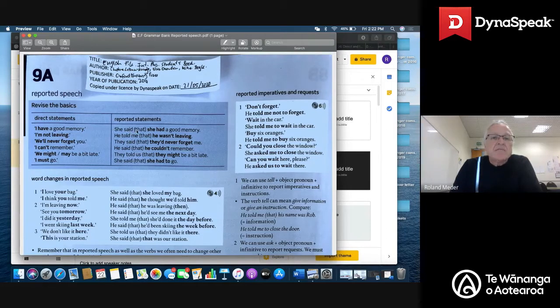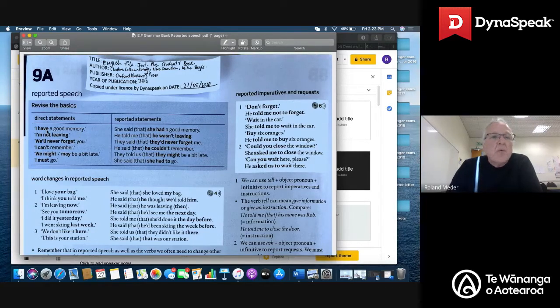She said that she had a good memory. Now, that here is optional. You don't need to use it. That's why it's in brackets. So, I'm not leaving. Well, here we don't know if it was a man or a woman, but we suppose it was a man. He told me that he wasn't leaving.